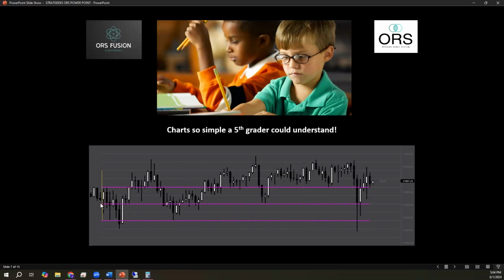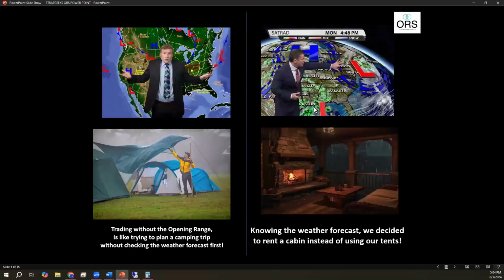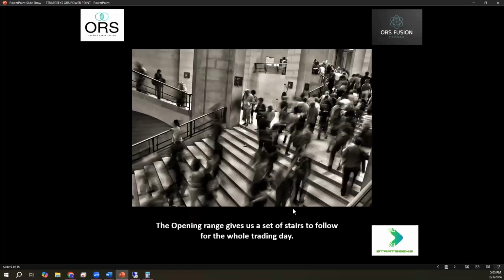Look at this particular screenshot. Look at the respect to these levels, man. Look at the respect to those levels. Look at this. Bam, bam. And then this one that just blasts all the way through, takes out all those orders down there. And yeah, we see these patterns in nature, even in the weather isobars. I like to think of the range levels as a staircase that people are using on that particular day, going back and forth, up and down, up and down.